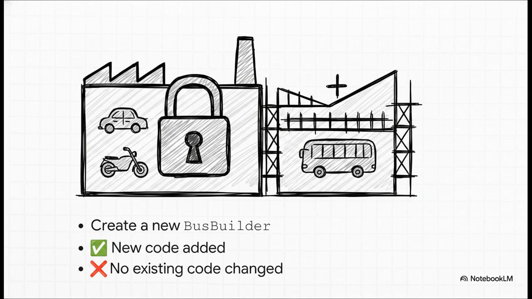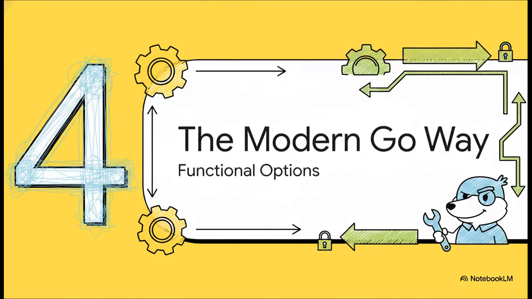It's beautiful. Now, the classic director-builder pattern is fantastic, don't get me wrong. But in the world of modern Go, there's another approach that's often more idiomatic, especially when you're dealing with configurations. So let's take a look at the functional options pattern.